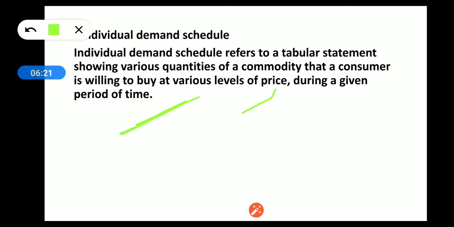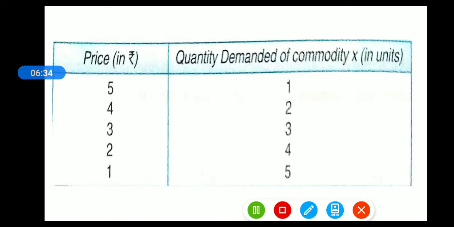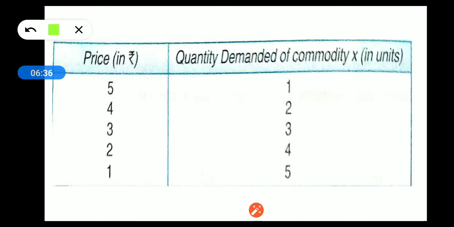इसका मतलब ये हुआ एक ऐसा टेबल जो आपको शो करेगा वेरियस क्वांटिटी जो कंज्यूमर जो है खरीदना पसंद करेगा at different price level पे. Now see, this is the demand schedule. इसको हम demand schedule बोलेंगे. Now here in first column price is shown, in second column quantity demanded of a commodity X in units is shown.